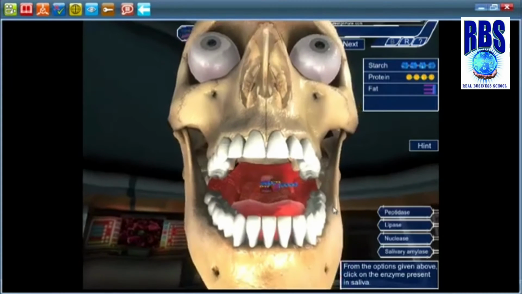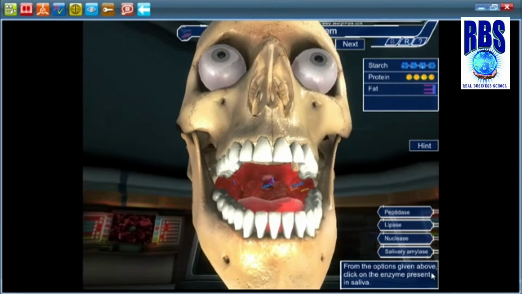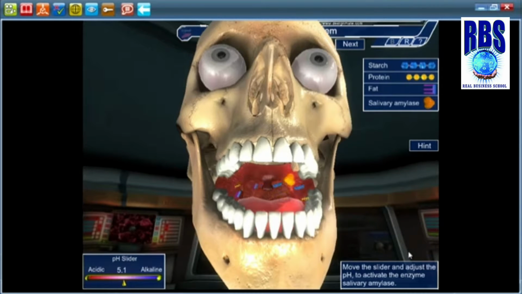And after this, I have another instruction. From the options given above, click on the enzyme present in saliva. If I know which enzyme is present in the saliva, then I can select from these options, and if I do not know, I can go back to the hint and read which enzyme is available in saliva. So it tells me amylase is the enzyme. So I select salivary amylase.